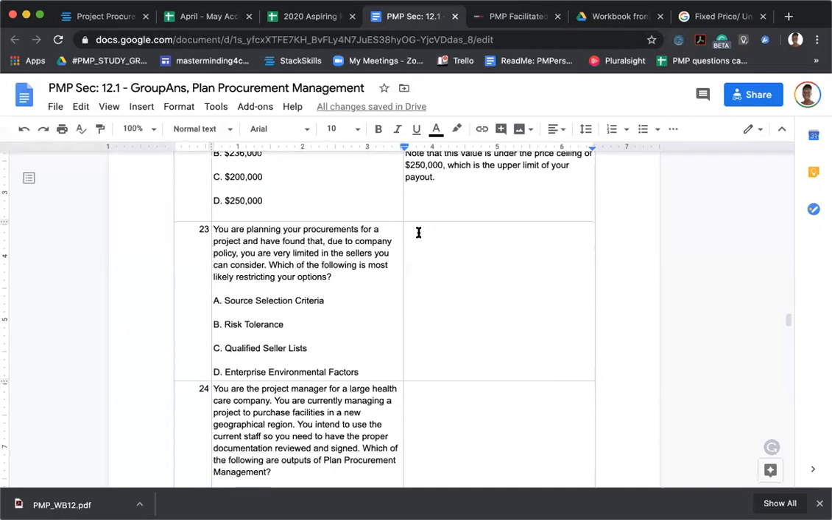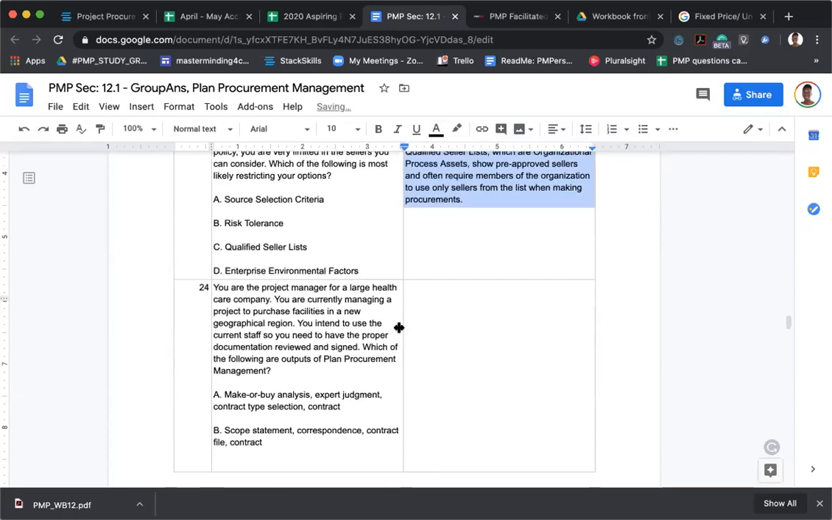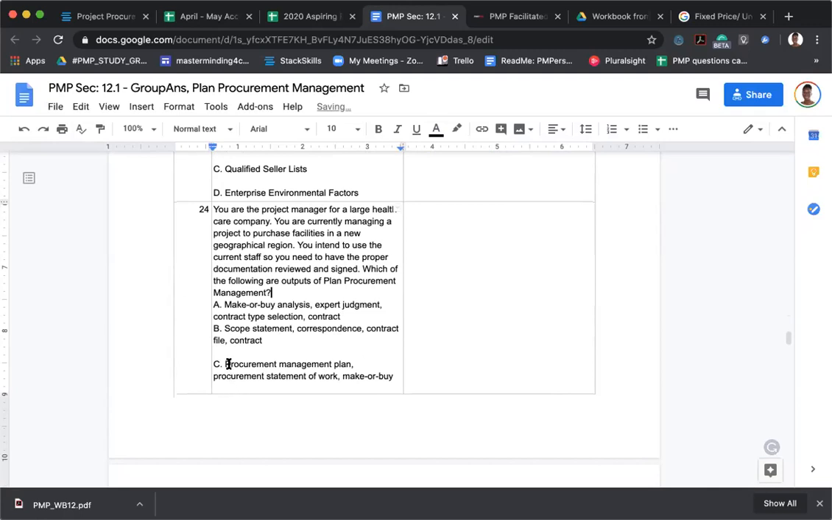You are planning your procurements for a project and have found that due to company policy, you're very limited in the sellers you can consider. Which of the following is most likely restricting your options? A, source selection criteria, B, risk tolerance, C, qualified seller list, D, enterprise environmental factors. I'm gonna say C. Yeah. All right, Seema, your turn.